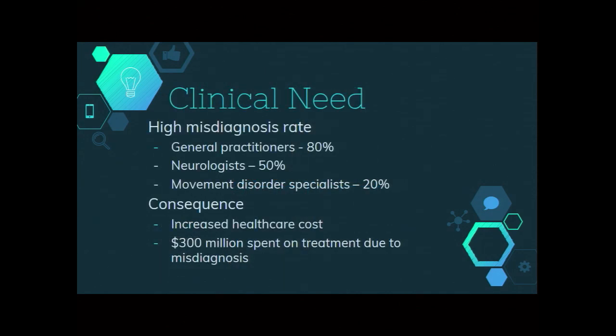Due to the similar clinical manifestations at the early stage of disease, there's a high misdiagnosis rate. General practitioners misdiagnose 80% of the time, general neurologists 50% of the time, and movement disorder specialists 20% of the time. Because of the high misdiagnosis rate, 65% of movement disorder patients get their diagnosis changed at least once during their course of treatment. This causes an increased healthcare cost, and $300 million are spent annually on treatment due to misdiagnosis.